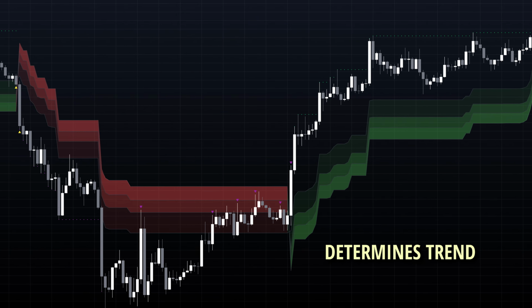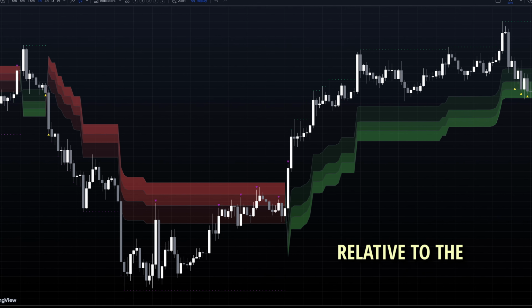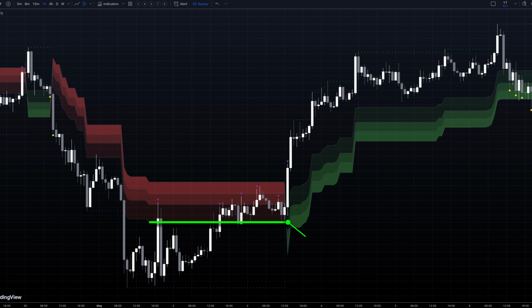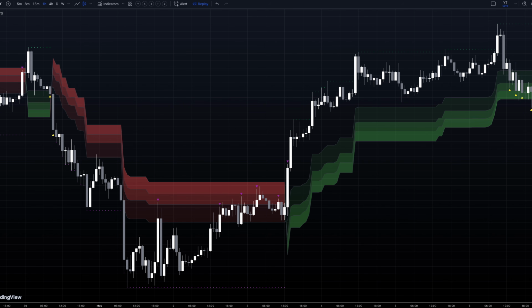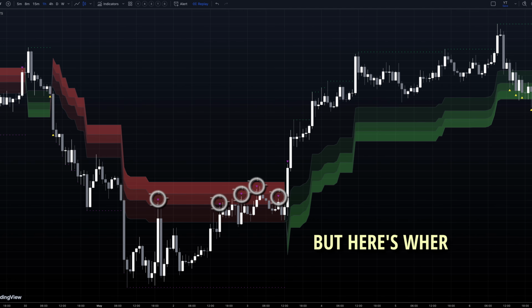The system determines trend direction based on price action relative to the trailing stop line. When price is above the trailing stop, it's considered an uptrend, shown in green, and when below, it's a downtrend, shown in red. The indicator also tracks price extremes during trends. But here's where we sometimes can have problems with these triangle alerts, as they can produce some false signals.